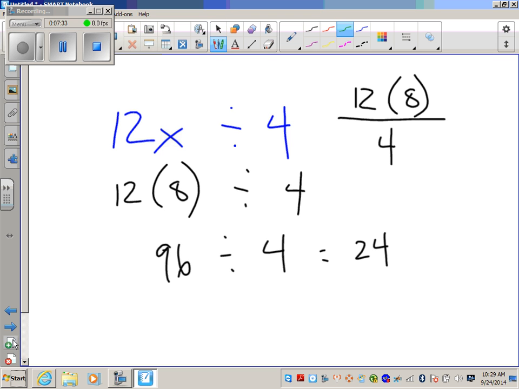Do 12 and 4 have anything in common? Yeah. 4, right? 3, 1. What is 3 times 8? 24 over 1 is equal to 24.